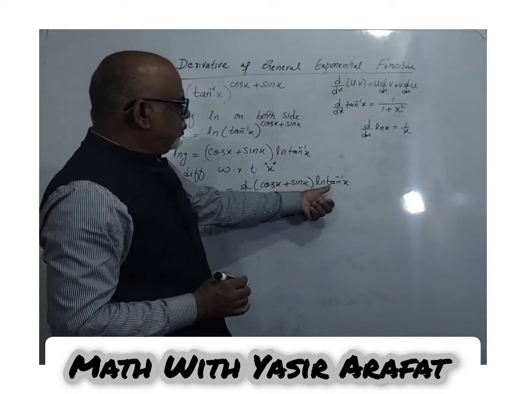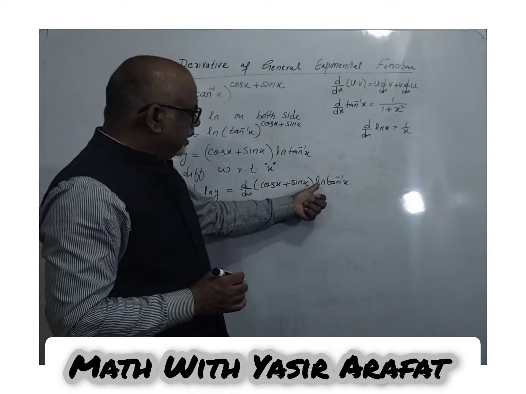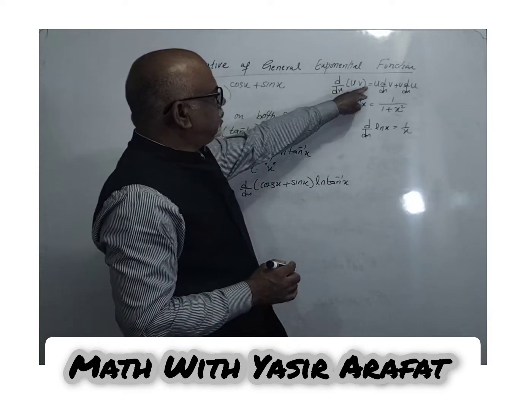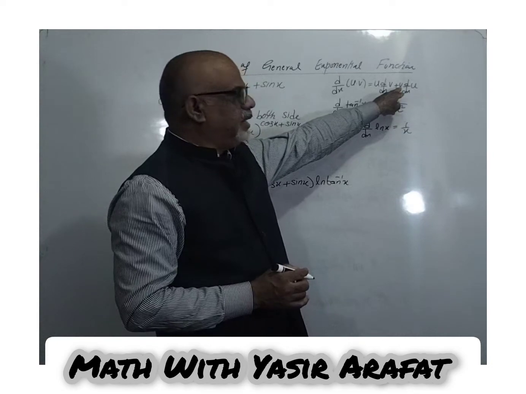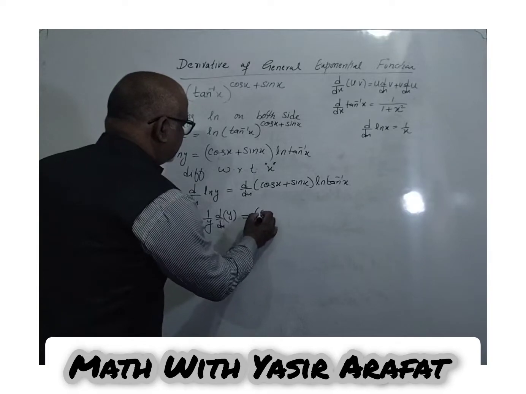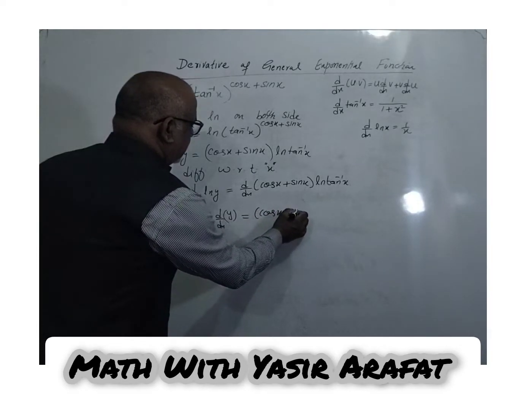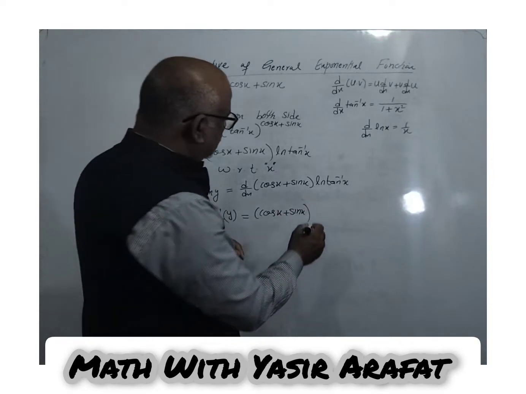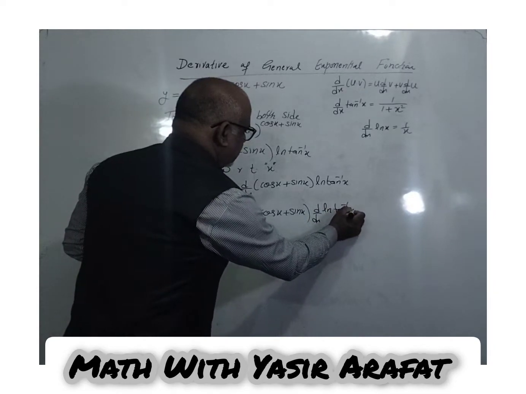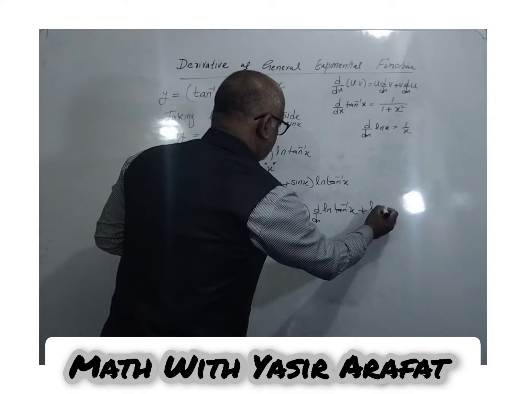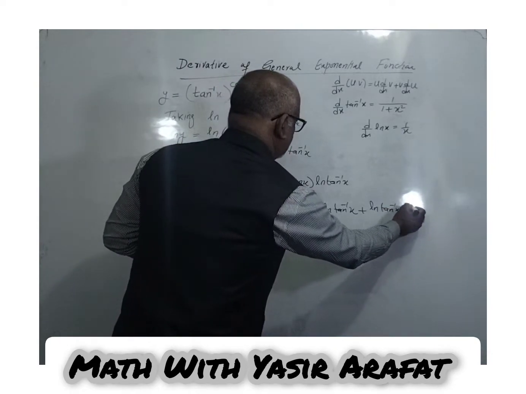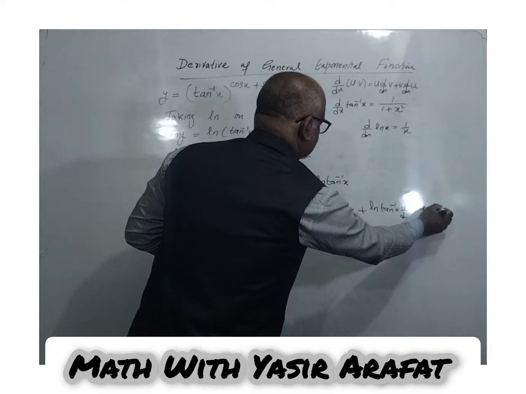So here we have two functions. One is cos x plus sin x and the other one is ln of tangent inverse x. So here we have to apply the product rule. The product rule is u as it is, derivative of v, plus v as it is, derivative of u. So u as it is, that is cos x plus sin x, and the derivative of ln tangent inverse x, plus v as it is, times the derivative of u, that is cos x plus sin x.